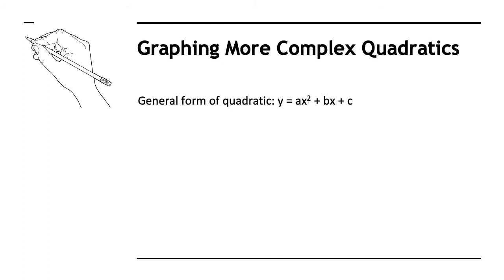For more complex quadratics, we can tell a lot about the eventual form of the quadratic by evaluating characteristics of the original function. You will remember that the general form of a quadratic is y equals ax squared plus bx plus c. For graphing, the leading coefficient a indicates how wide or how narrow the parabola will be.